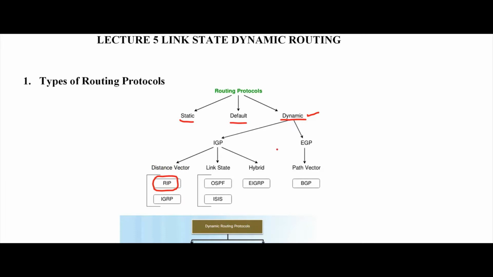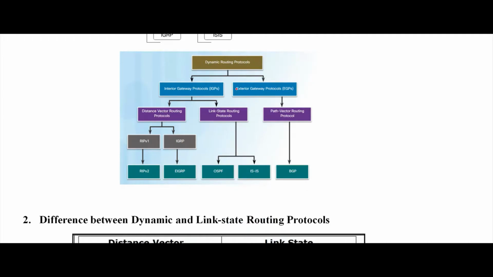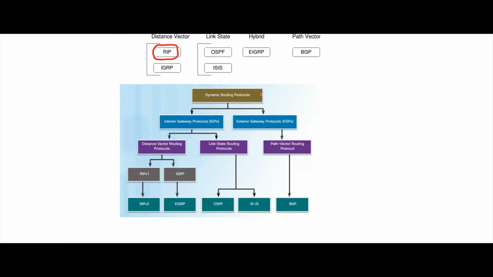So if you go for dynamic, there are two different types available. You can see here the dynamic routing protocols. This and this are the same diagram. Now I'm going for the dynamic routing protocols, and we are dividing them into two groups.